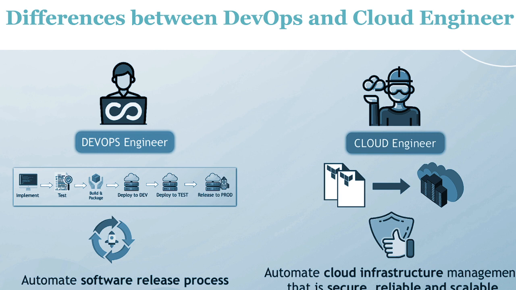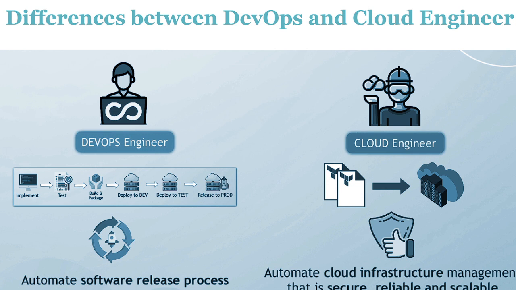Next is what are the differences between DevOps and cloud engineer. Okay, so differences. Now going back to the original comparison between DevOps engineer and cloud engineer, to summarize the differences: the DevOps engineer automates the software release process to make it faster. Basically, they are called software engineers. They implement, they test, they build and package, they have to deploy it to dev, they have to deploy it to test, they have to release the project in the market, and they have to automate the software release process. Like they work on agile methodologies, all these things.